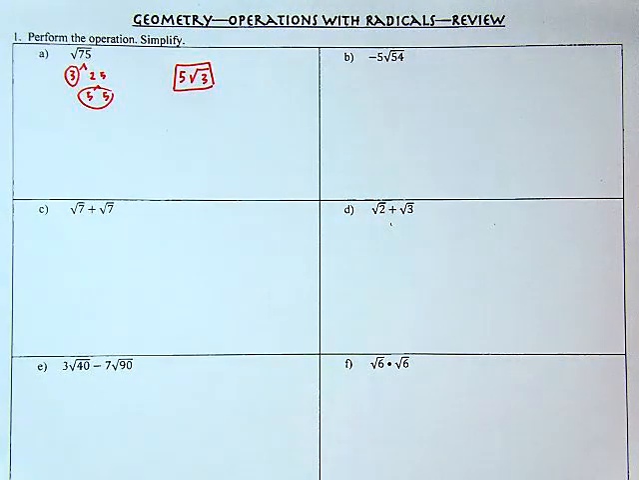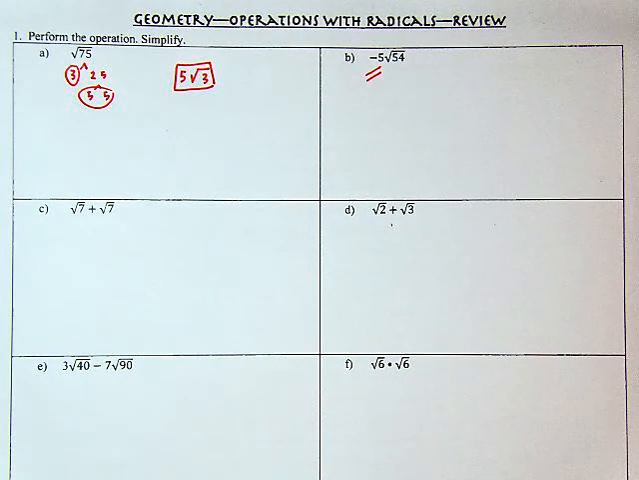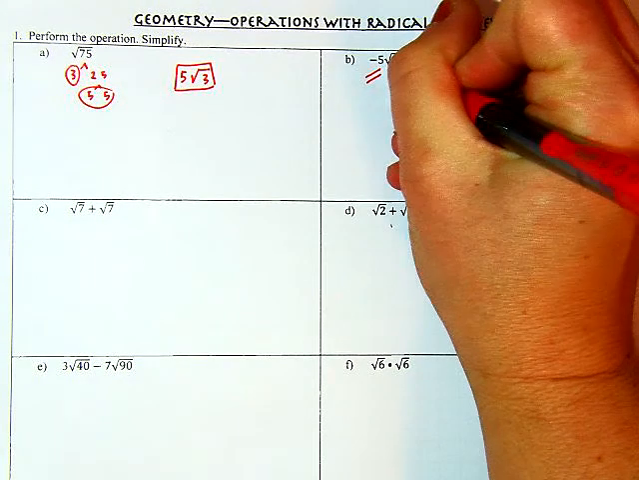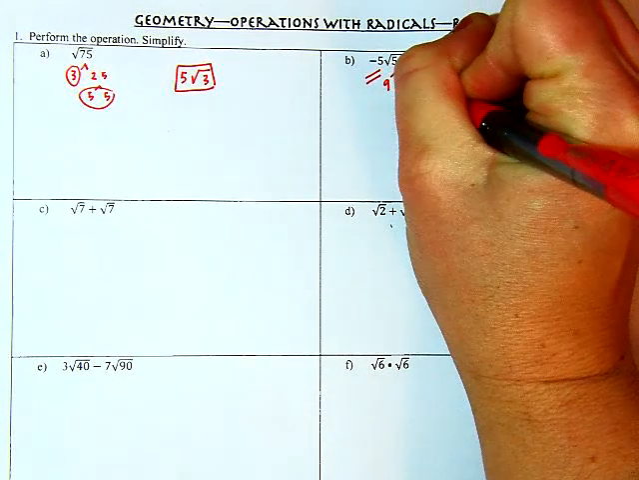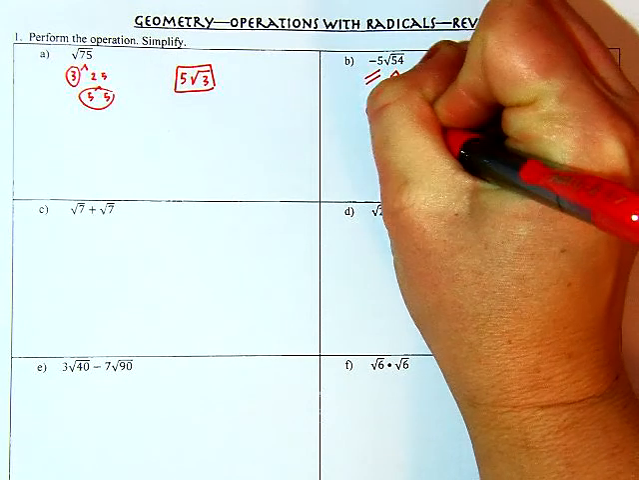Okay, next I'm looking at negative 5 times the square root of 54. So here I usually underline the negative 5, right? I don't want to forget about it, but now I want to simplify the square root of 54. So if I'm looking for a perfect square that goes into 54, I should see that that's going to be 9, right? 54 is 9 times 6. So 9 times 6. 9 gives me a pair of 3s.